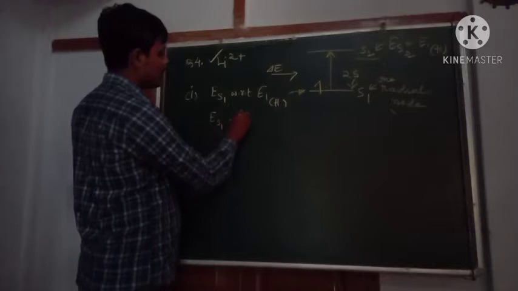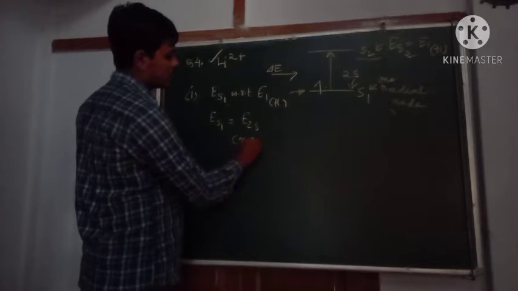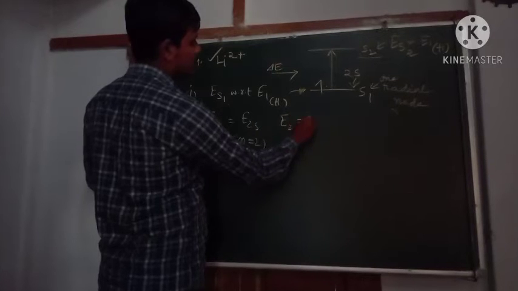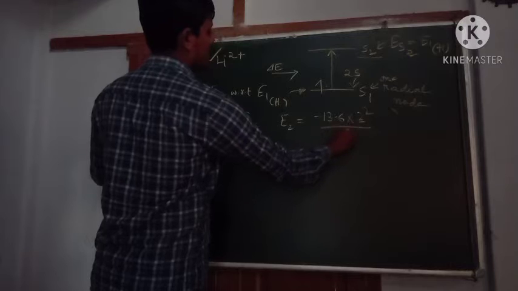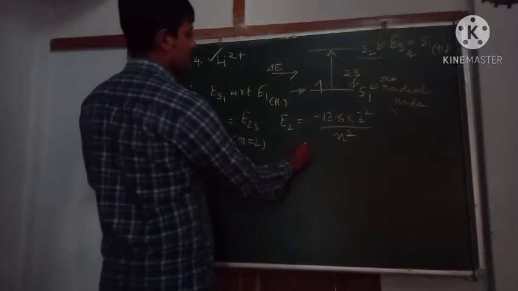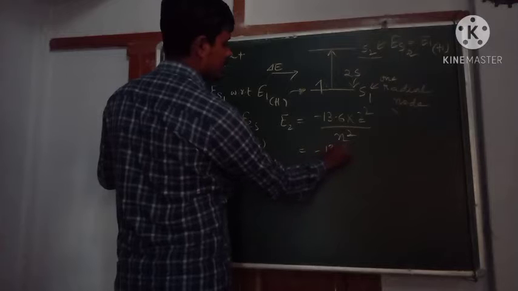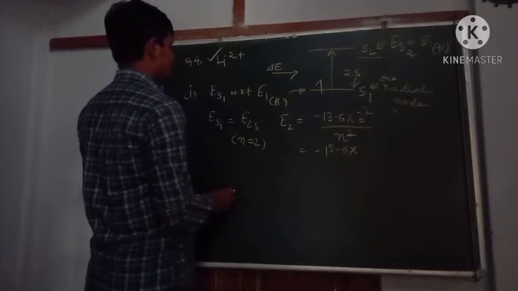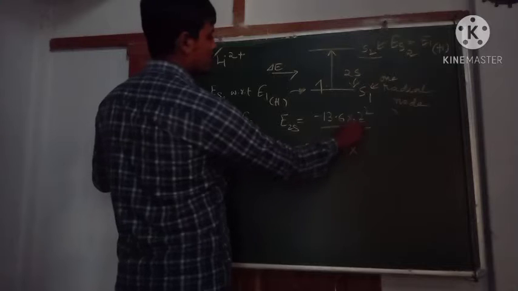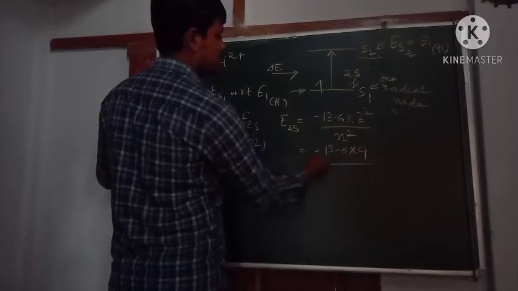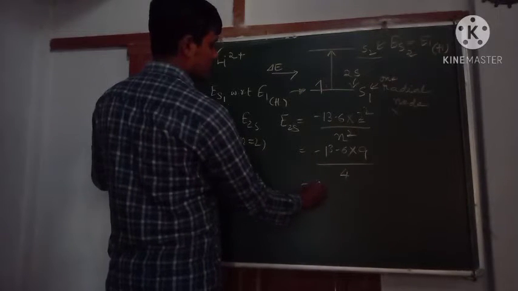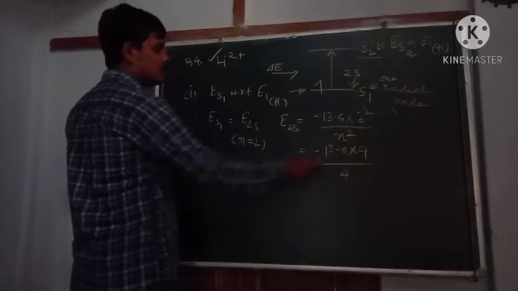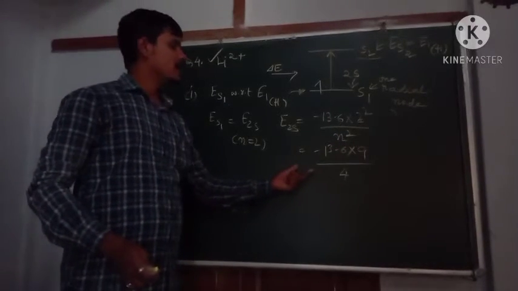Now how to find it out? So energy of S1, or energy of 2s, for which n equals 2: E2 equals minus 13.6 into Z square by n square. Z is 3 for lithium, so minus 13.6 into 9 by 4, since Z square is 9 and n square is 4. So this is the energy of the 2s.